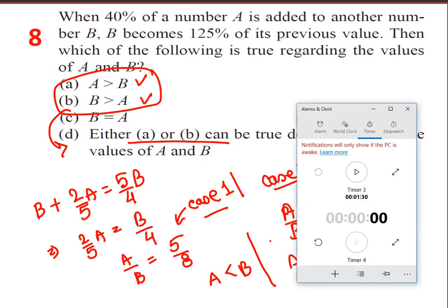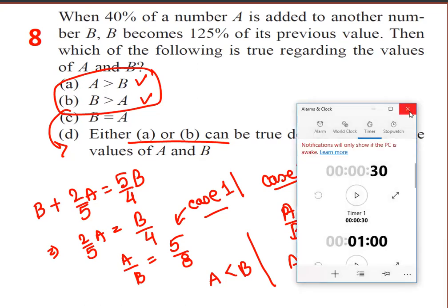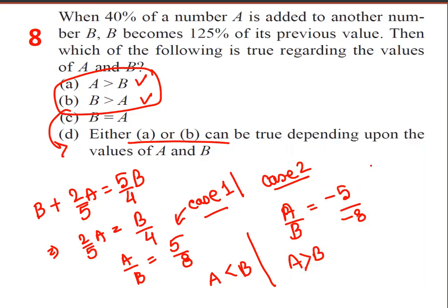Yes, so time is up. Okay, if you have done it, well and good. If you have not done it, see over here. Many of the people will find this out: a by b is equal to 5 by 8, and directly mark it as option B. Okay, I also did it.